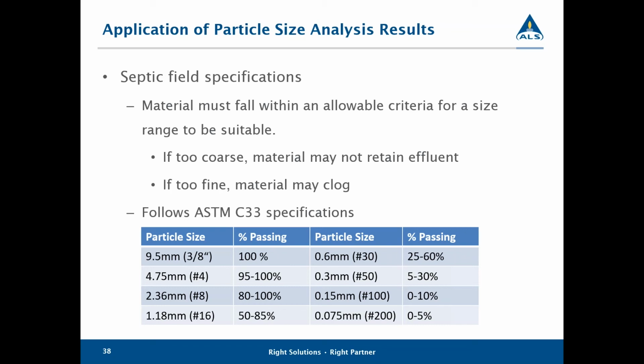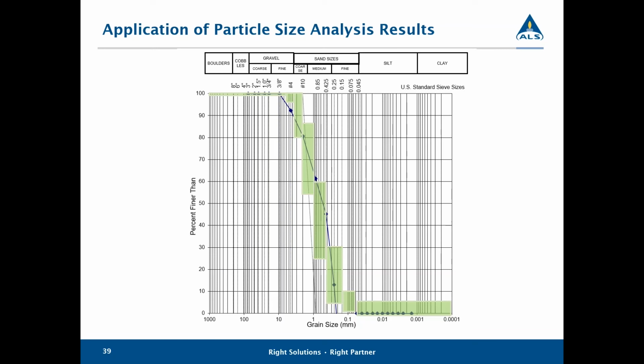So the application of this is to use grain size analysis, which we can use here. I have the green areas of this grain size curve marked off as kind of the Goldilocks zone for septic field soil.